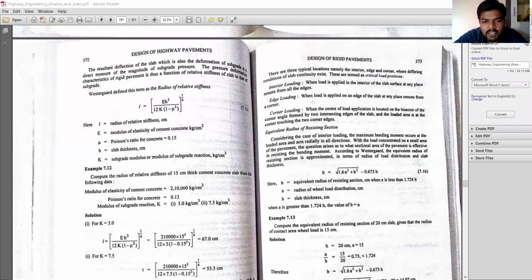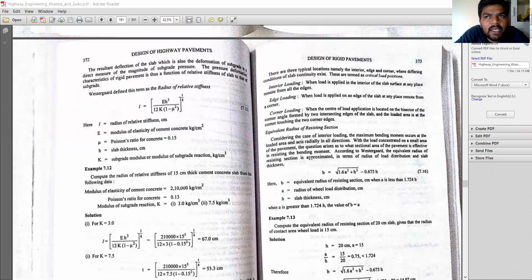Okay. Next one is corner loading. When the center of load application is located on the bisector of the corner angle formed by two intersecting edges of the slab, and the loaded area is at the corner touching two edges. That's exactly the corner point where the transverse direction and longitudinal direction are meeting or intersecting. Exactly at the corner place, the load is applied. Such type of load we consider as corner loading. Hence three types of critical loading we consider here: interior loading, edge loading, and corner loading.